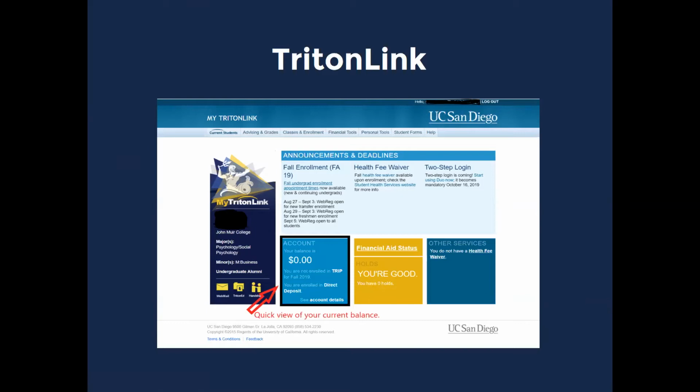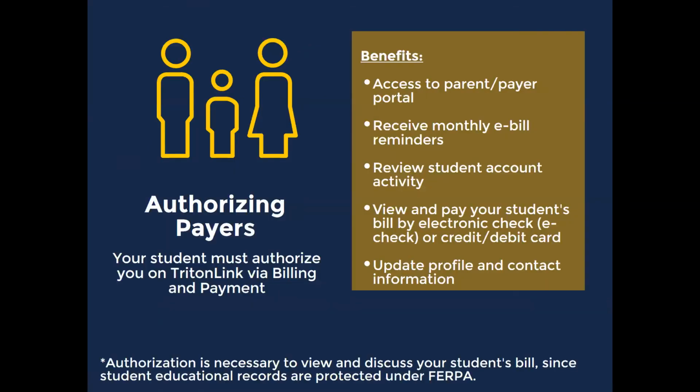While students are allowed to access their student account and contact our office at any time, parents and any other party will need to become authorized payers. To add an authorized payer, the student will need to go to their Triton Link and select Financial Tools. Then they'll select Billing and Payment and choose the Add an Authorized Payer option. They'll then enter the authorized payer's first and last name and their email address. The payer will receive account setup instructions shortly thereafter.